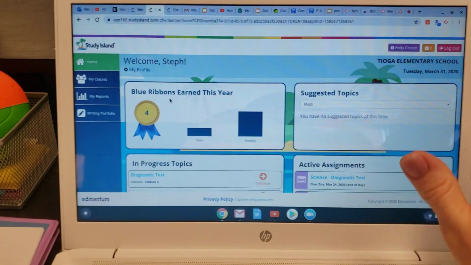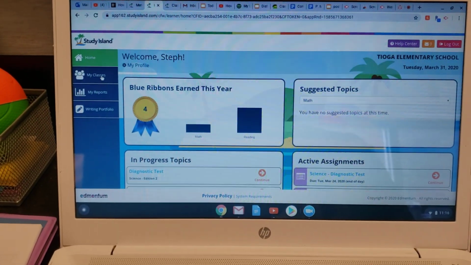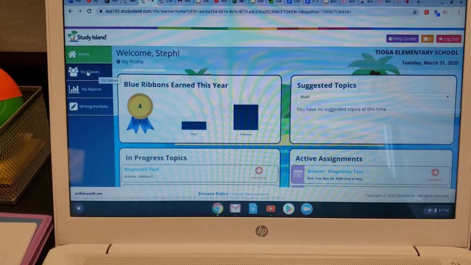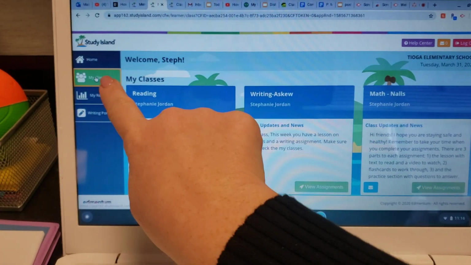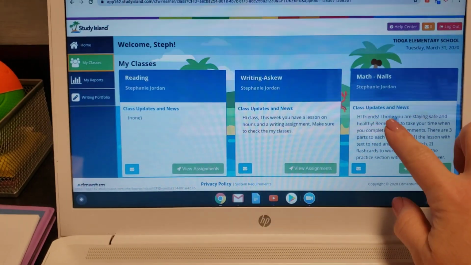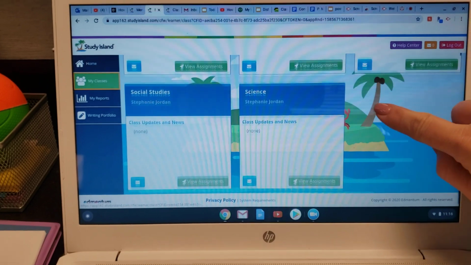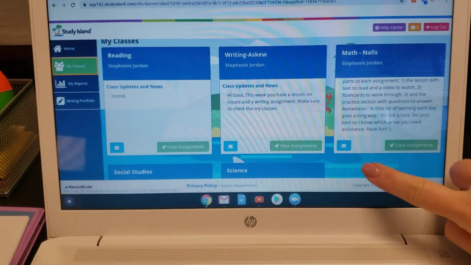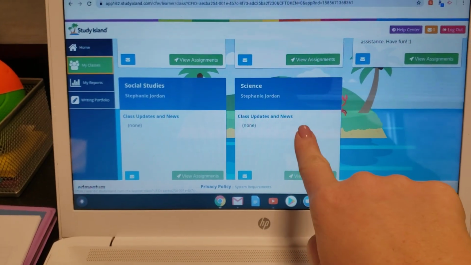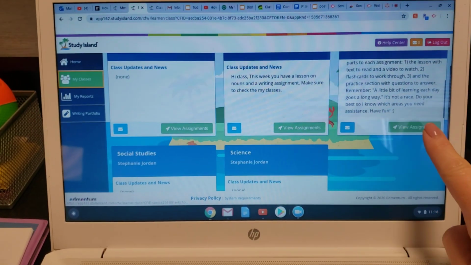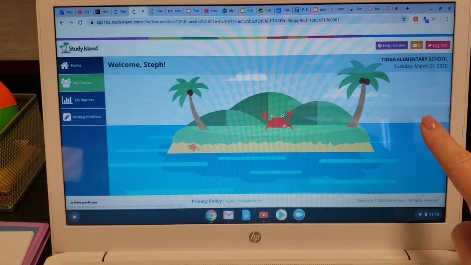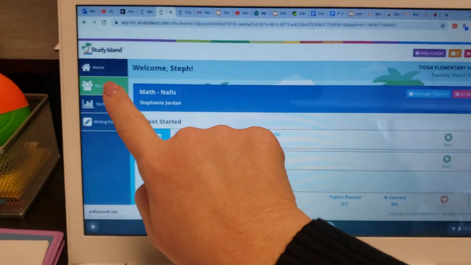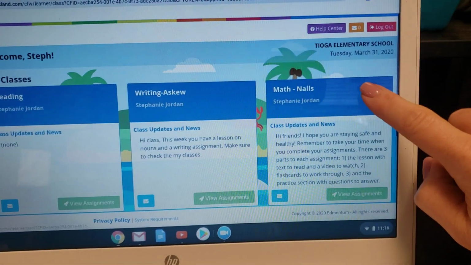So here I am on my home page. As I mentioned in the last video, this classes section right here is where you'll spend most of your time. So it has all of your classes. Let me scroll up here. So I've got my reading, my writing, and my math. And if you look down, you'll see your social studies and your science. You can click View Assignments. Well, let me go back for just a moment. I do want to show you one thing.